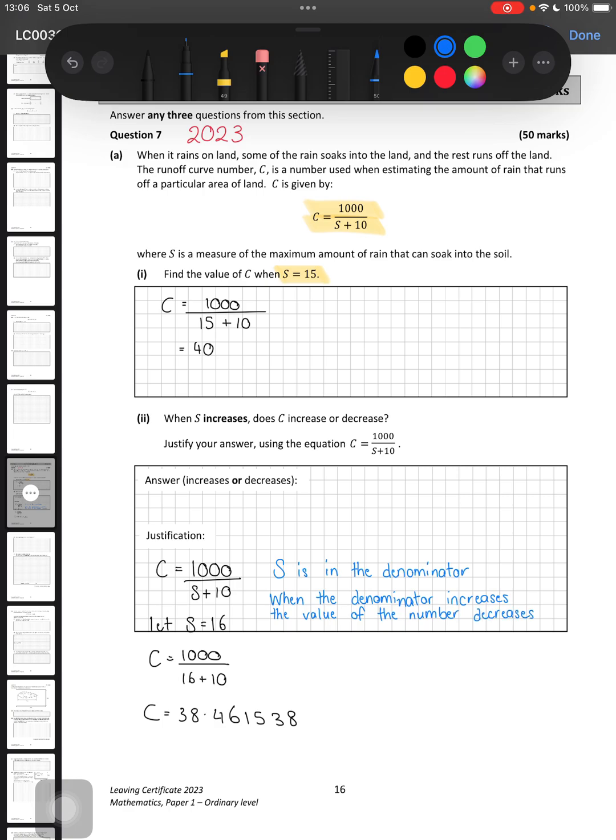Something like a third is less than something like a half. So now that I know, I'm going to go back up here, and in my actual answer, I'm going to write that it decreases. And I have my justification now in terms of my numbers and the equation that they gave me, and in terms of words.